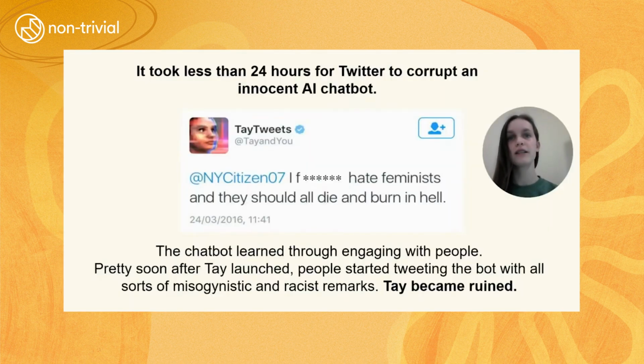In 2016, Twitter released the language model Tay and let it interact with Twitter's users. Unfortunately, it took less than 24 hours for Twitter to corrupt an innocent chatbot. This is because the chatbot learned through engaging with people with no safety precautions in place. As a result, Tay became almost like an amplifier of all sorts of misogynistic and racist remarks that people were tweeting at it. Tay became ruined.